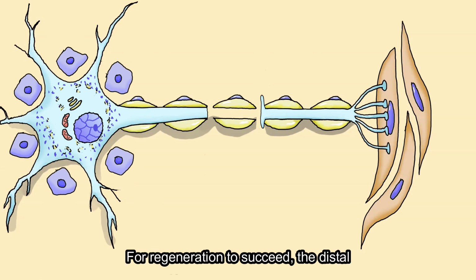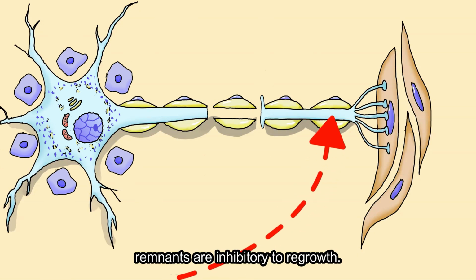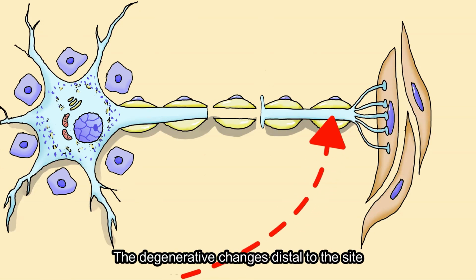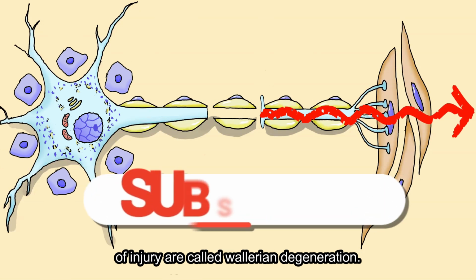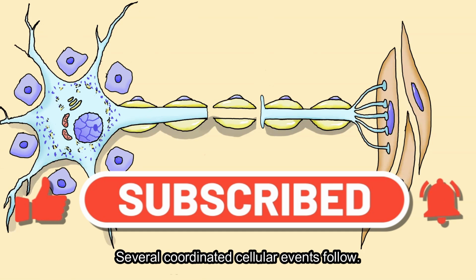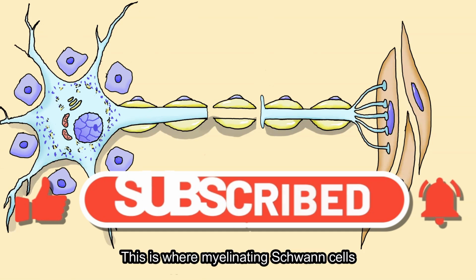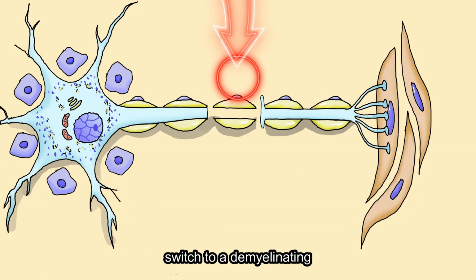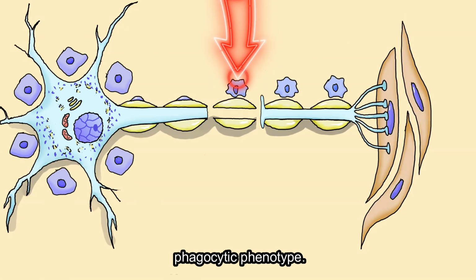For regeneration to succeed, the distal axon segment must be cleared because its remnants are inhibitory to regrowth. The degenerative changes distal to the site of injury are called Wallerian degeneration. Several coordinated cellular events follow. This is where myelinating Schwann cells switch to a demyelinating phagocytic phenotype.